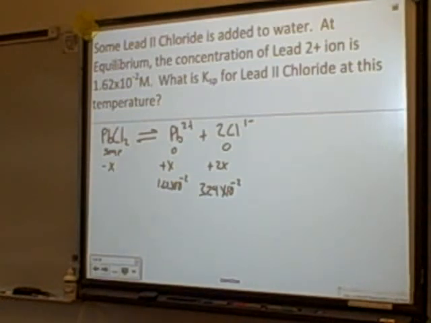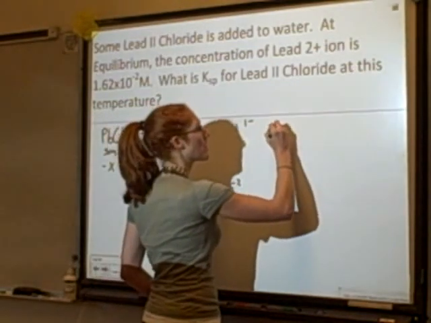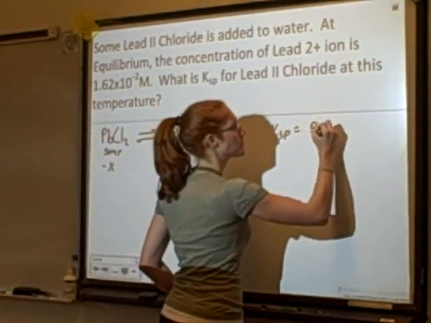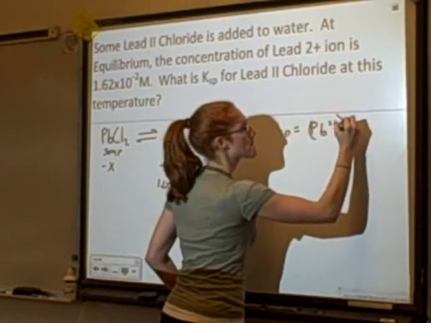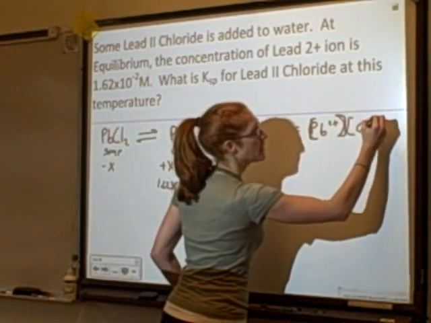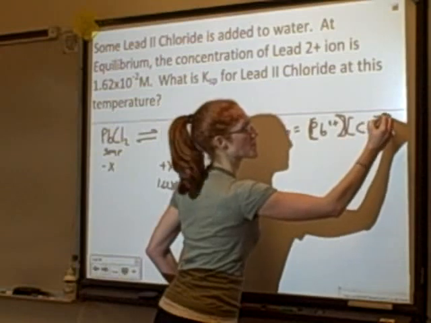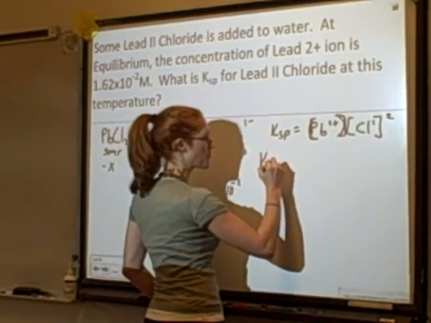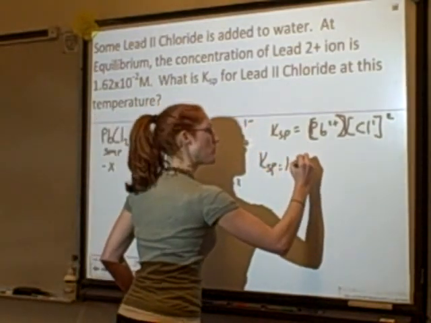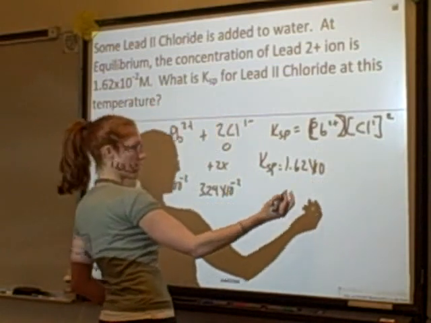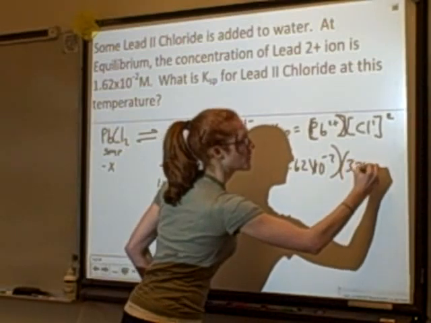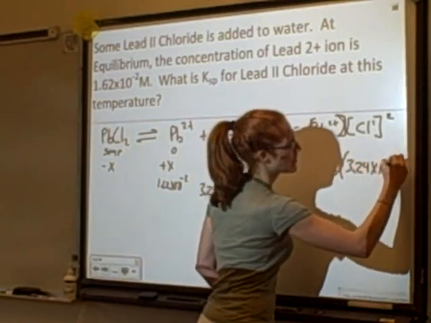I'm looking for Ksp. I'll go ahead and set up the expression and then plug these in. So Ksp is going to be equal to concentration of lead times the concentration, I should have made these brackets, times the concentration of the chloride raised to its coefficient, so that's squared. Okay, so I can plug these in. Ksp is equal to this times this squared. So 1.62 times 10 to the negative 2 times 3.24 times 10 to the negative 2 squared.